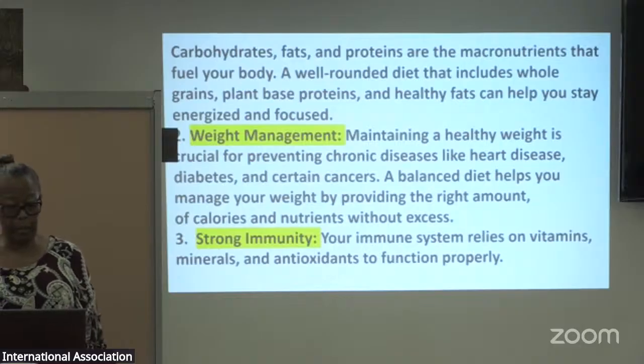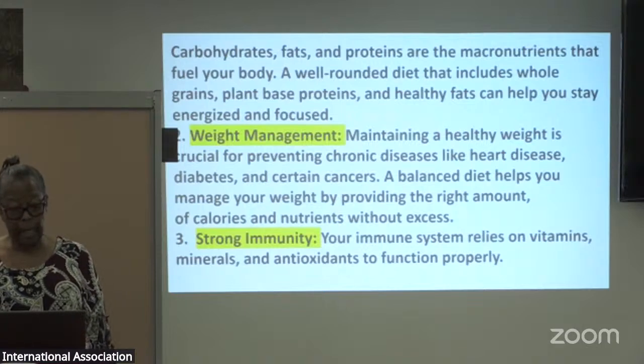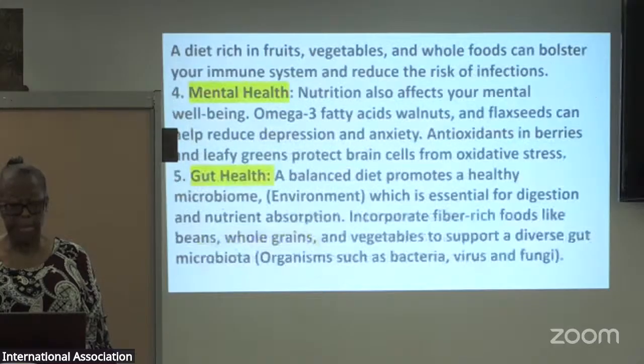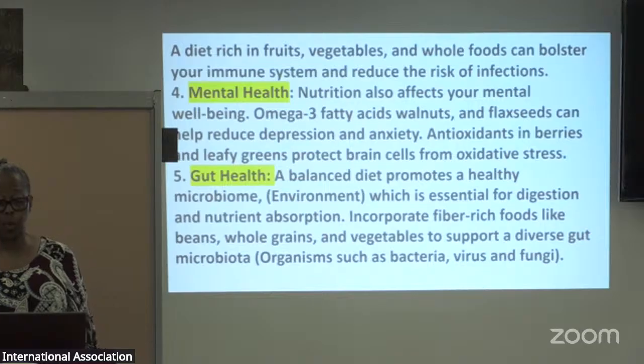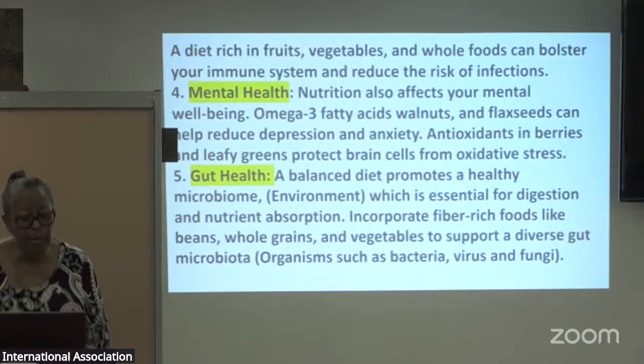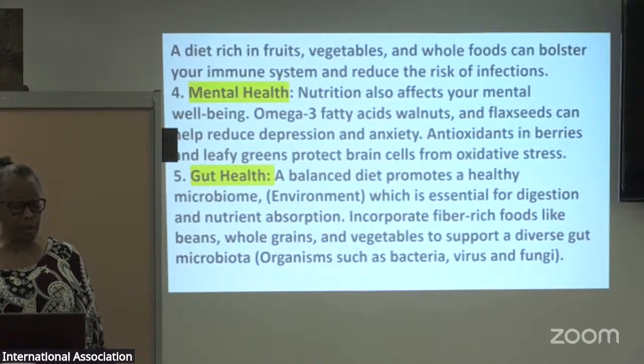Strong immunity. Your immune system relies on vitamins, minerals, and antioxidants to function properly. A diet rich in fruits, vegetables, and whole foods can bolster your immune system and reduce the risk of infection.